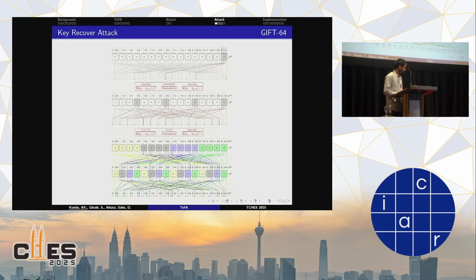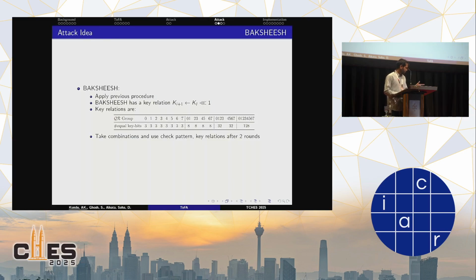As I have said, for GIFT-64 there are only two possible intermediate conditions which we can check. Here also we have taken the help of the quotient remainder group structure, and we have reduced the key space. For GIFT-128, we can use another condition also. After applying the previous procedure, and reducing each QR group, for GIFT-128 we will use the key relation, where from the previous round key we can determine the next round key by just circular shifting one bit.